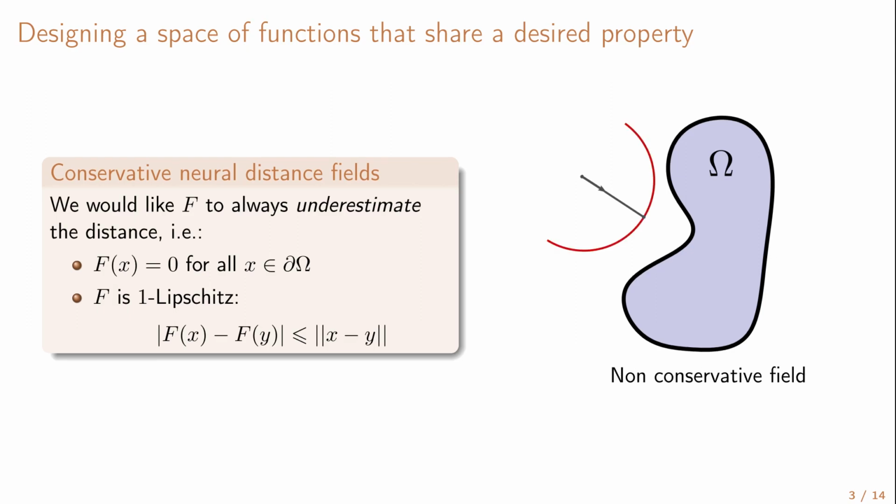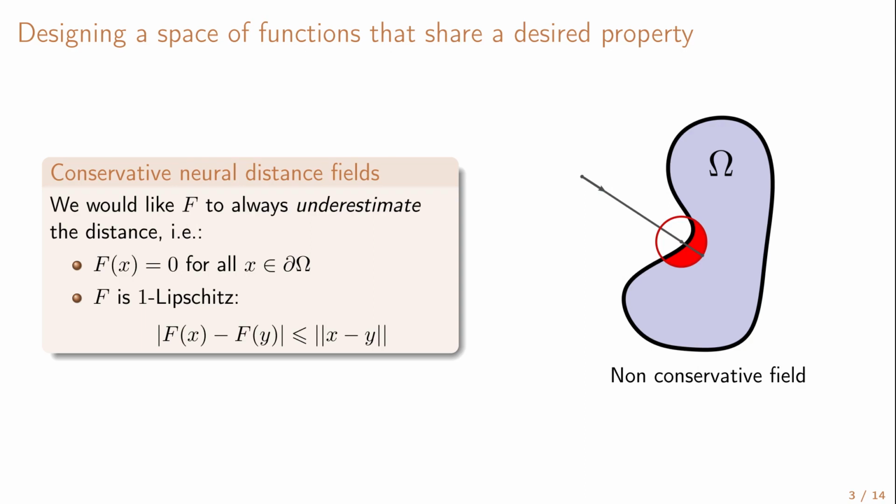On the other hand, if you have a non-conservative field, this sphere centered at any point can intersect the object arbitrarily, and if you want to consider ray marching applications, you may overshoot your projection and nothing can be guaranteed anymore.